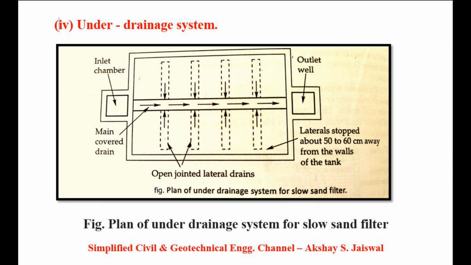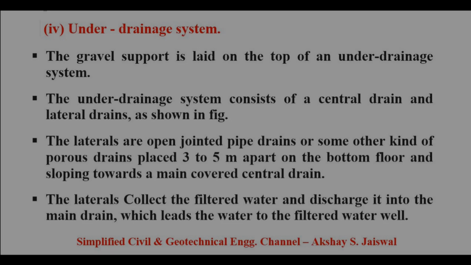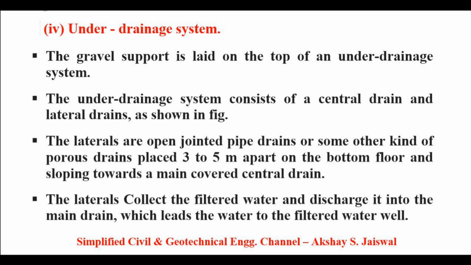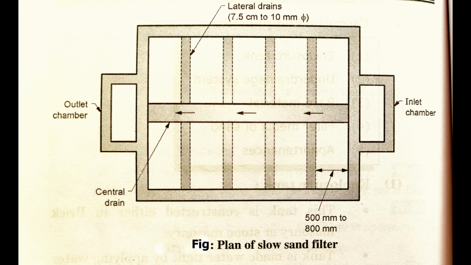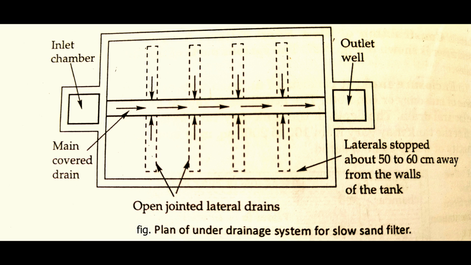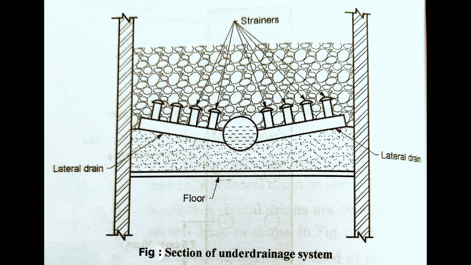In this picture, the plan of the under drainage system for a slow sand filter is shown. Now we will discuss the under drainage system. The gravel support is laid on top of an under drainage system. The under drainage system consists of a central drain and lateral drains as shown in the figure. The laterals are open jointed pipe drains or some other kind of porous drains placed 3 to 5 meter apart on the bottom floor and sloping towards a main covered central drain. The laterals collect the filtered water and discharge it into the main drain, which leads the water to the filtered water well.